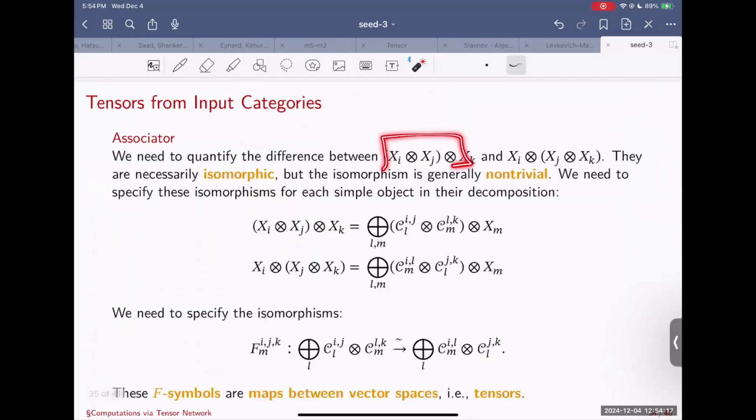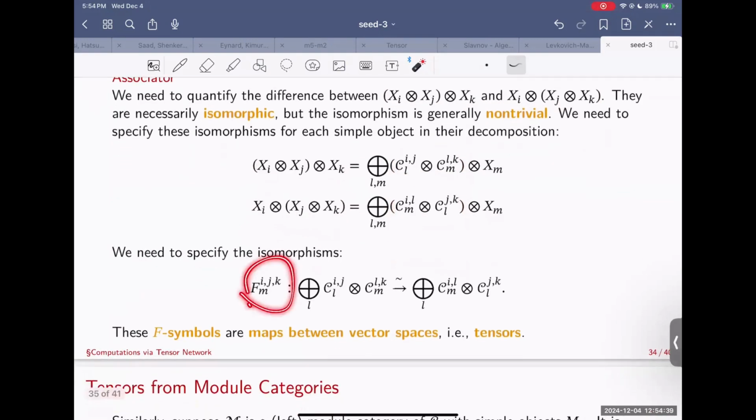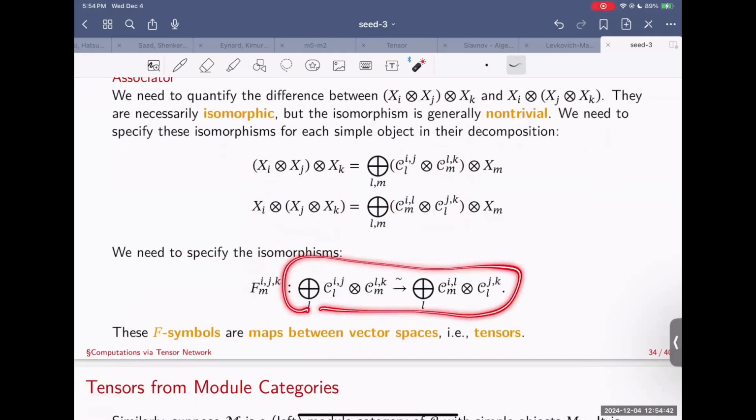And then if I want to compare what happens if I take the tensor product of 3 different simple objects, but in different order, I'm checking the associativity. I know that these 2 things have to be isomorphic, but the isomorphism can be non-trivial. So basically, I expand both of these things in terms of simple objects, and then I need to specify the isomorphism between the multiplicity spaces. So I introduce some symbols which give me the isomorphisms.